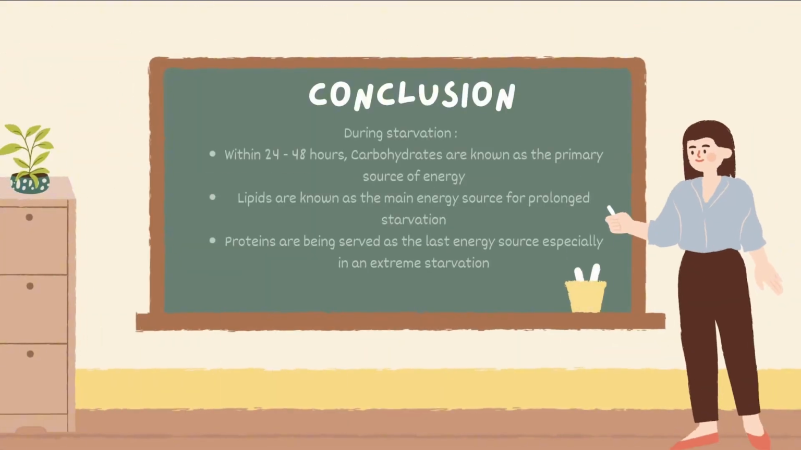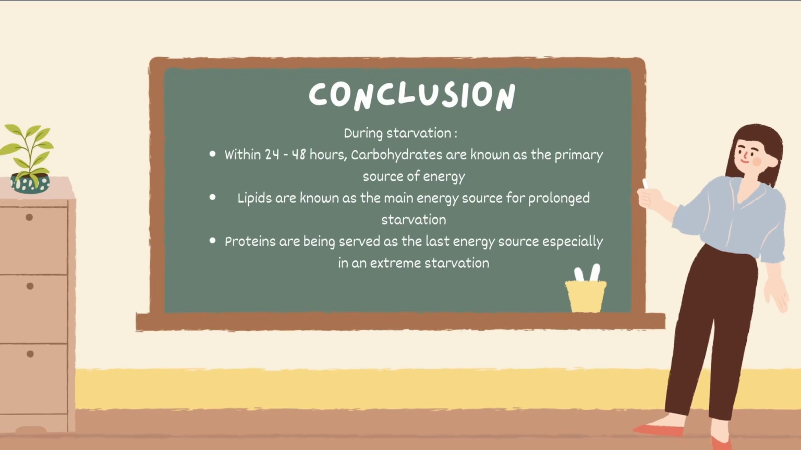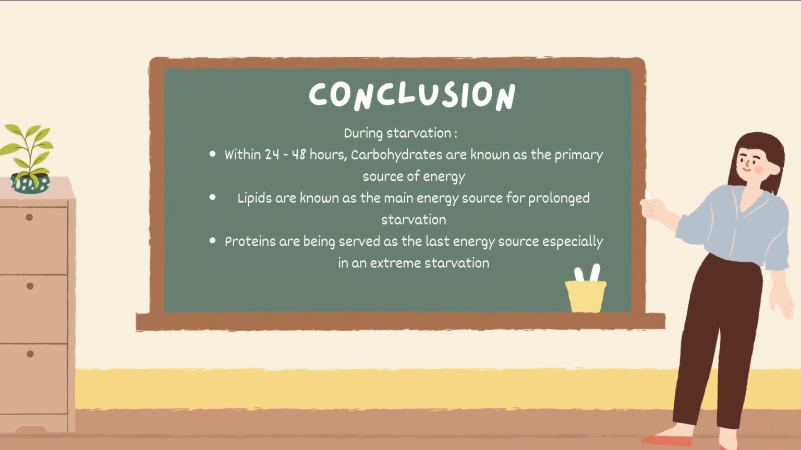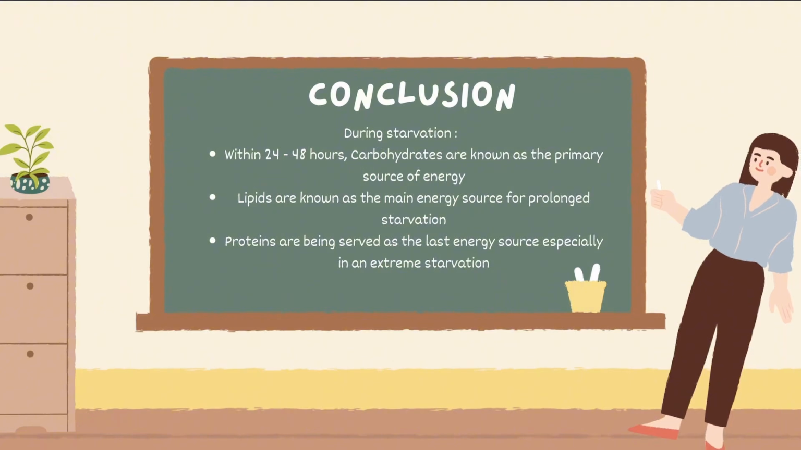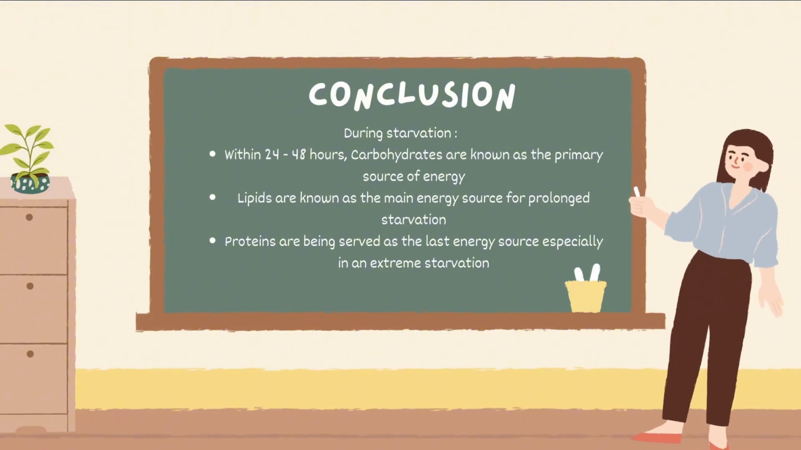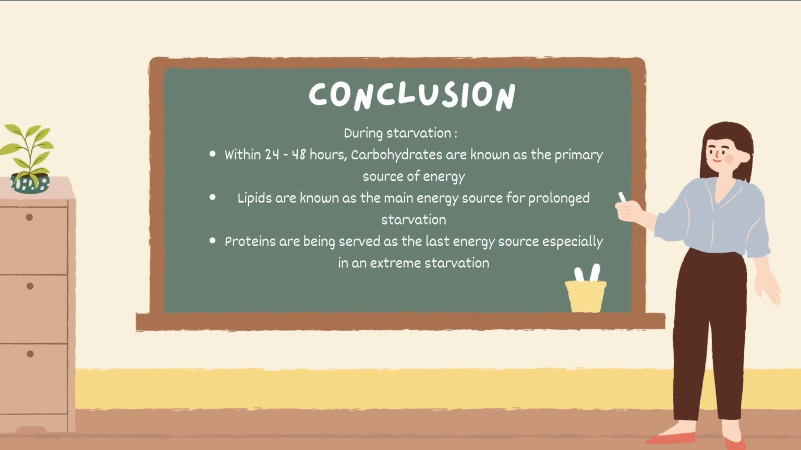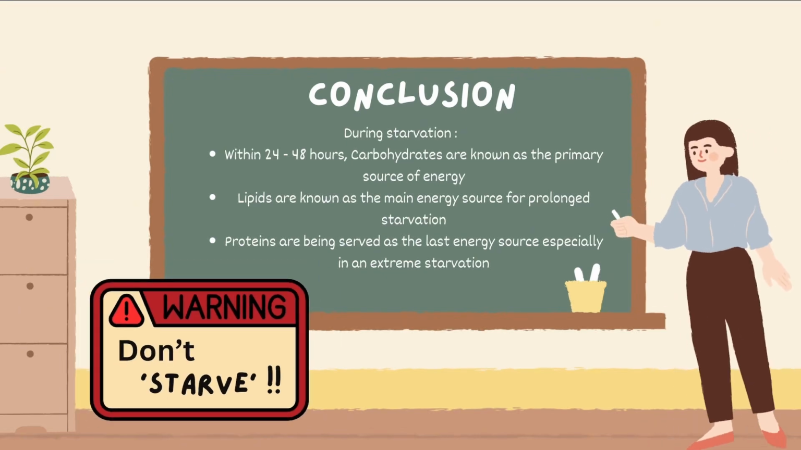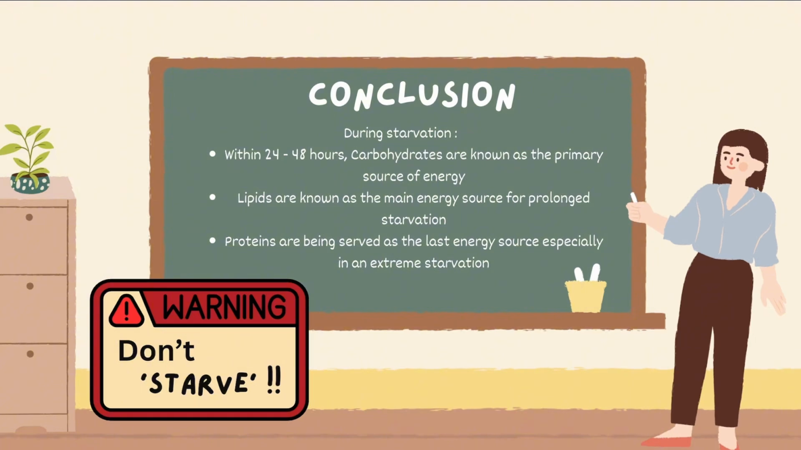To sum up, during starvation, within 24 to 48 hours, carbohydrates are known as the primary source of energy, while lipids are known as the main energy source for prolonged starvation. Meanwhile, proteins serve as the last energy source, especially in extreme starvation. So guys, please don't starve yourself, okay? Because it is very dangerous to our body.